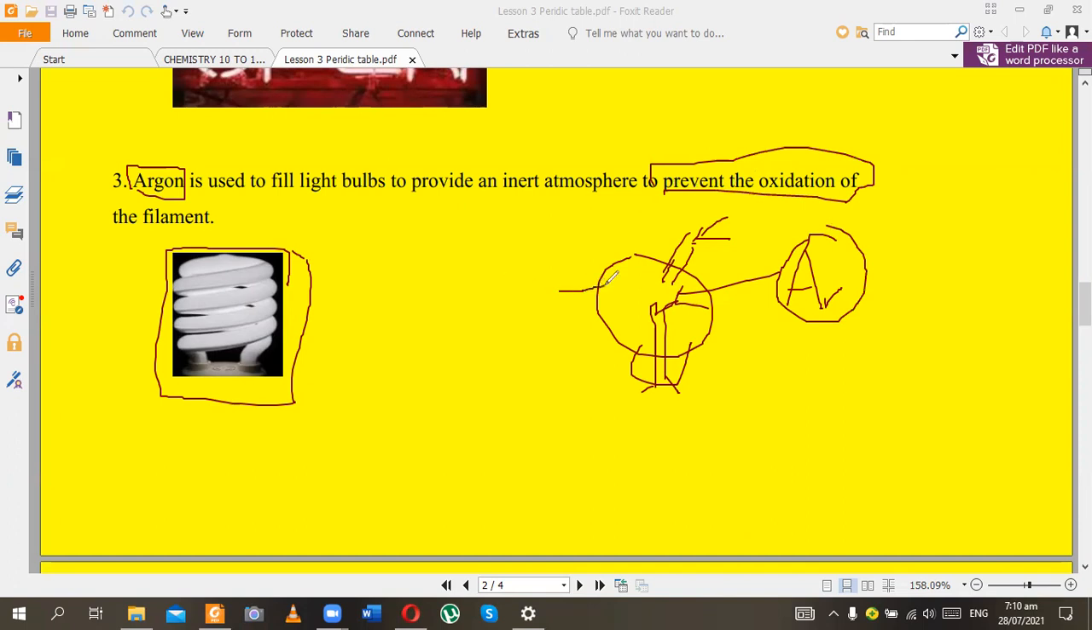The moment you have an opening where air is entering, I know that air is a mixture of gases, and among them is oxygen. When oxygen comes in contact with a heated tungsten filament, you find that the filament will cut. And the moment the filament cuts, the bulb is blown. So to prevent that, you make sure that you put in a gas that is going to create an inert atmosphere.